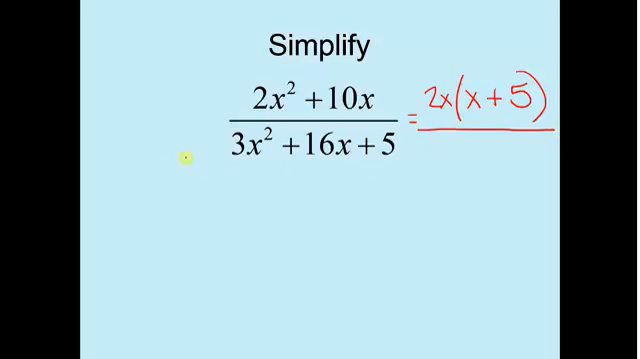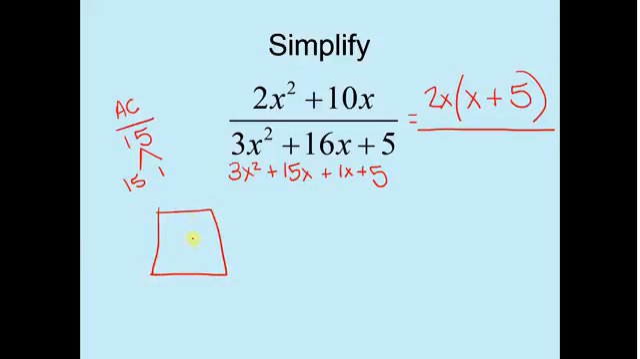I need the AC method. So AC is 3 times 5, that's 15. What two numbers added together give you 16, but multiply together to give you 15? 15 and 1, I think, will work. So change the bottom here to that. Box this. Oh, that wasn't a very good box, but nevertheless, it's a box. 15x, 1x, and 15. I got 3x going this way, x going that way.